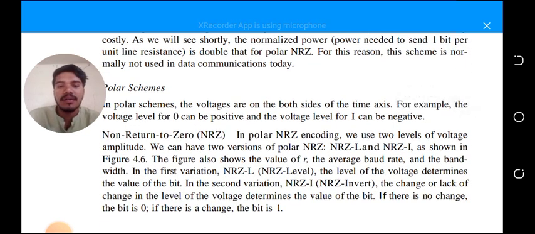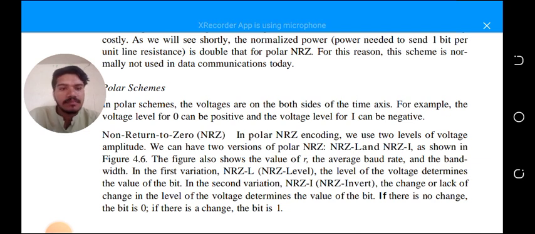Now non-return to zero, NRZ, in polar schemes. In NRZ encoding, we use two levels of voltage amplitude. We can have two versions of polar NRZ, NRZ-L and NRZ-I, as shown in figure 4.6. The figure also shows the value of the average baud rate and the bandwidth.